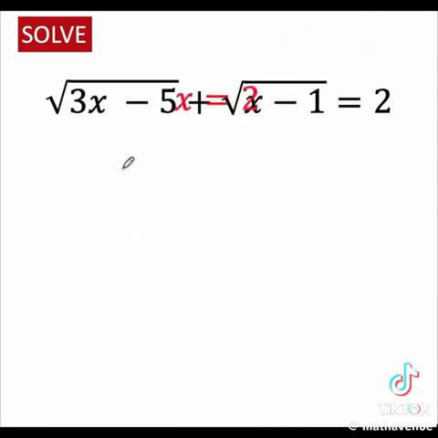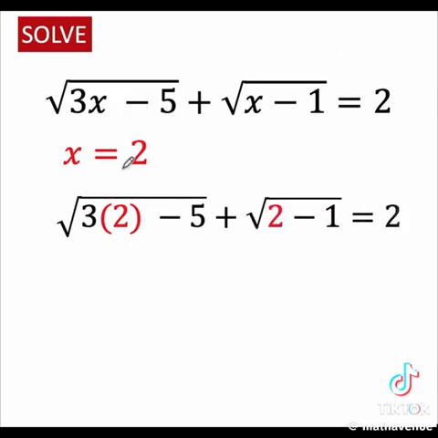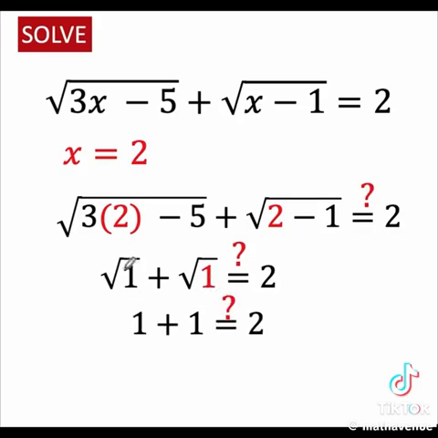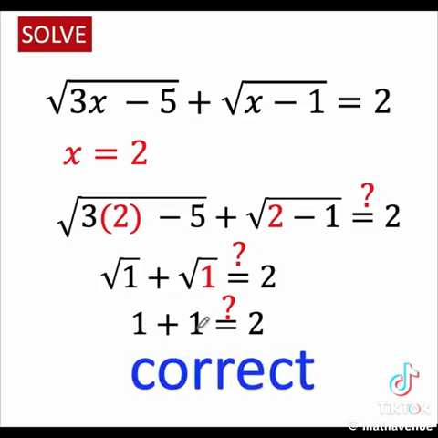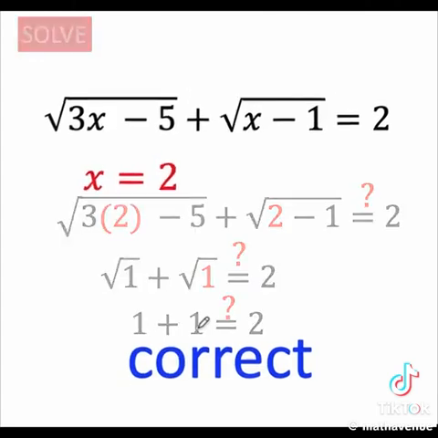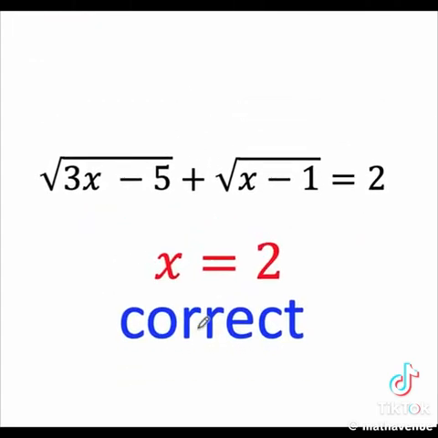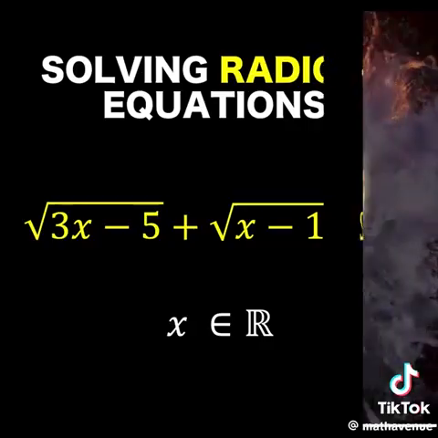That is not our answer. So let's check x equals 2. Again, substitute 2 for x. This x becomes 2, this x becomes 2. 3 times 2 is 6, minus 5 is 1, so you have the square root of 1. And 2 minus 1 is also 1, so you have square root of 1 here also. And the square root of 1 is 1, the square root of 1 is 1. And 1 plus 1 is equal to 2. And this is correct. So our correct answer is x equals 2. And this problem is now solved. We'll see you in the next video. Bye for now.